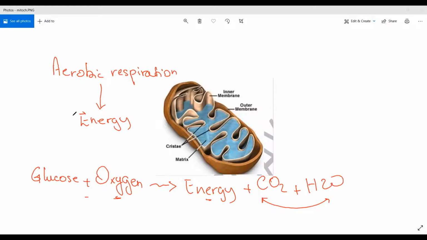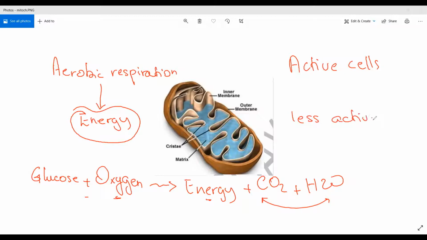Because this mitochondria, we call it the powerhouse, the organelle responsible for producing energy, its number is too much in the active cells. Do we have inactive cells? No, all the cells are active, but we have active cells and we have less active cells. The active cells that are found in our body are the cells of the liver, cells of the muscles, the brain cells, the sperm cells.